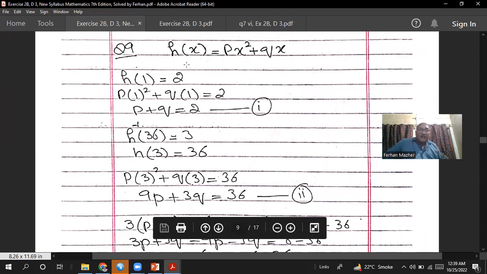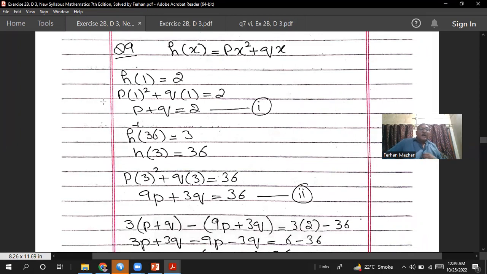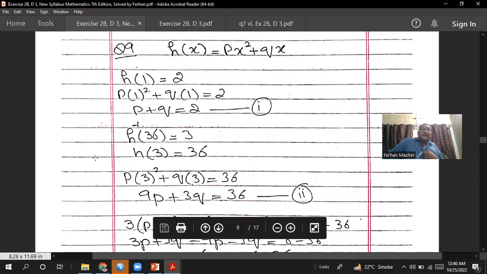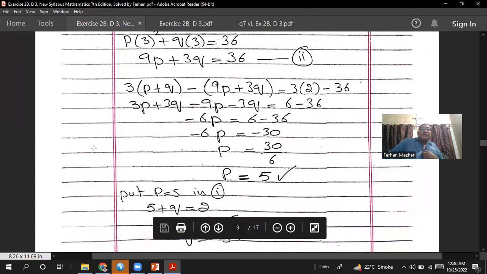So in this expression, h of 3 equals 36, so p bracket 3 bracket close whole square plus q bracket 3 bracket close equals 36. So 9p plus 3q equals 36. From the first equation, I will multiply the first equation by 3 and then I will subtract from that the second equation. So let me show you here.